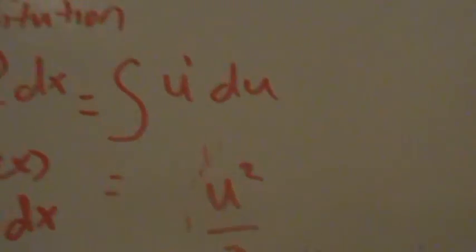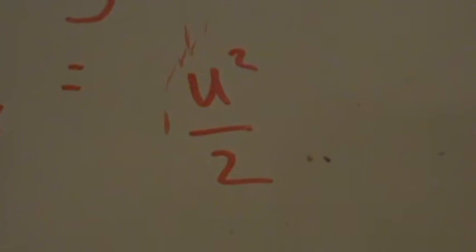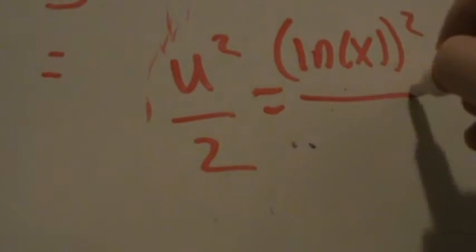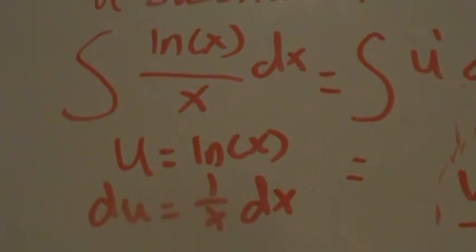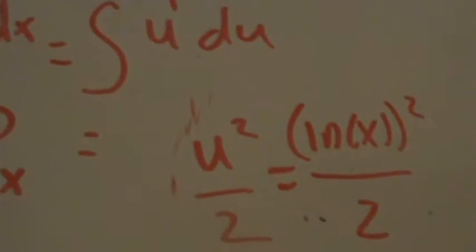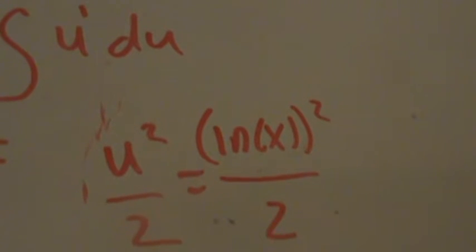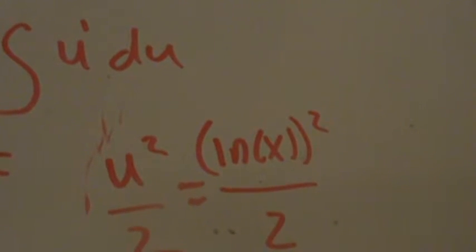So the integral is not here now, because that was my mistake. We integrated it, so this is our function. This is our f of x. Well, this is technically our f of u, but we're going to convert it back to our f of x. So then we made the substitution, so the integral of ln of x over x is equivalent to ln of x squared over 2.